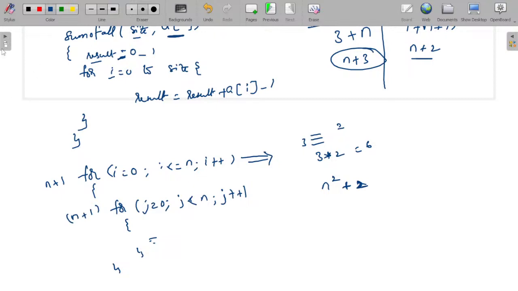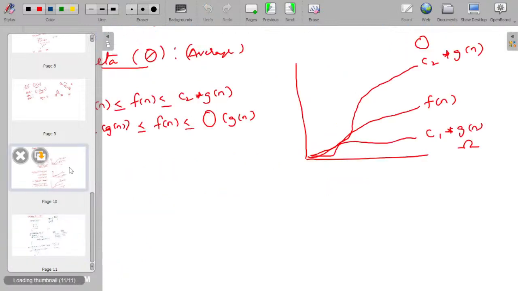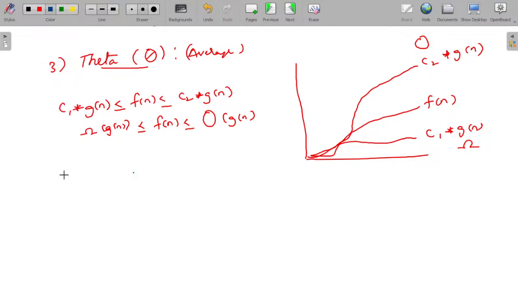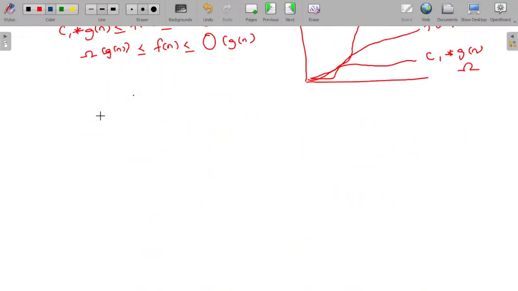If you have any questions on this, I will explain them, or I can just dive into the two other notations, which are little o and little omega notation. Okay, hope you have understood big O, theta and omega notation. Now we will see what is little o notation.